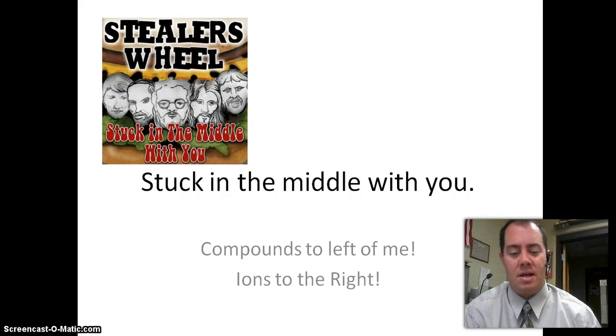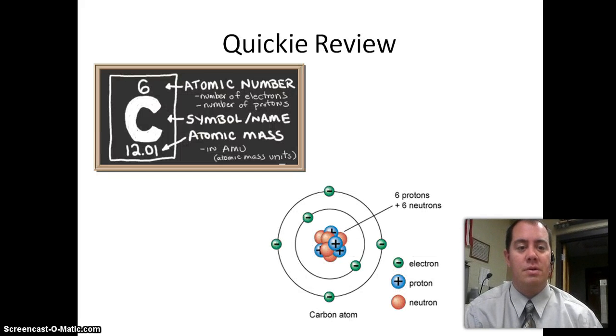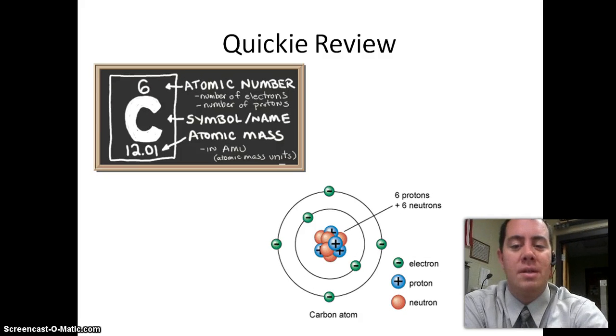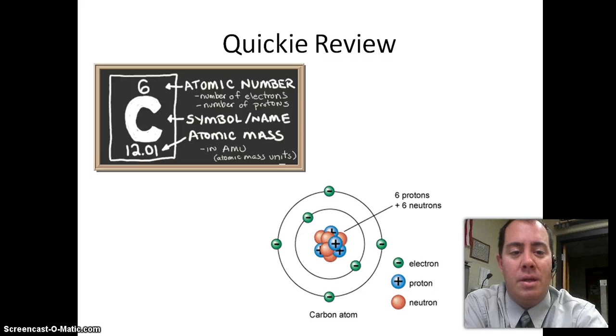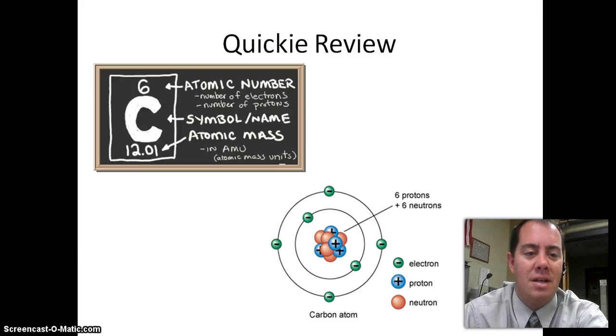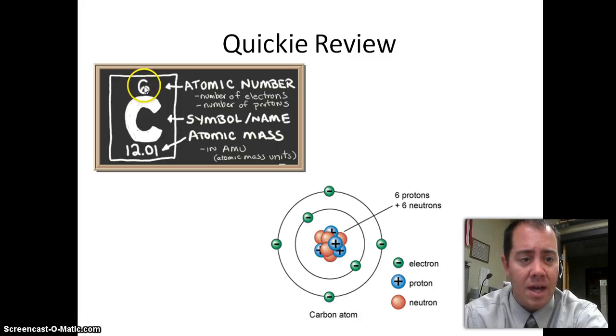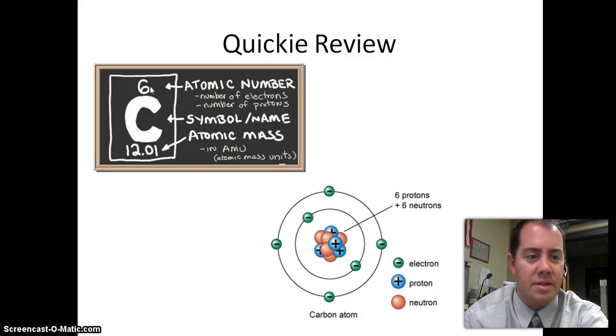And so to get talking, we need to back up and look at what we did today in class, which was a quickie review over how to read the periodic table and how atoms are set up and what they look like. So yesterday we learned that we can read the periodic table, and on it we get some basic information. Number one, the atomic number is the number of protons, and for a neutral atom that's going to be equal to the number of electrons.